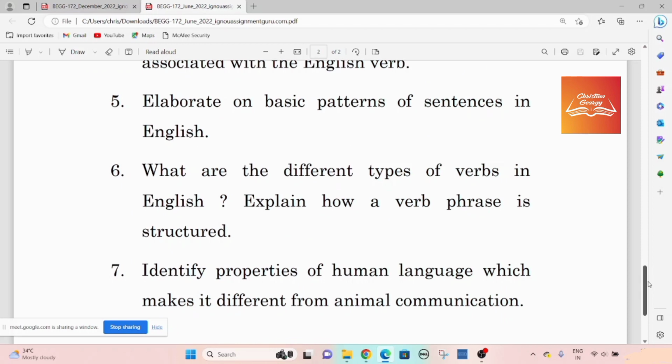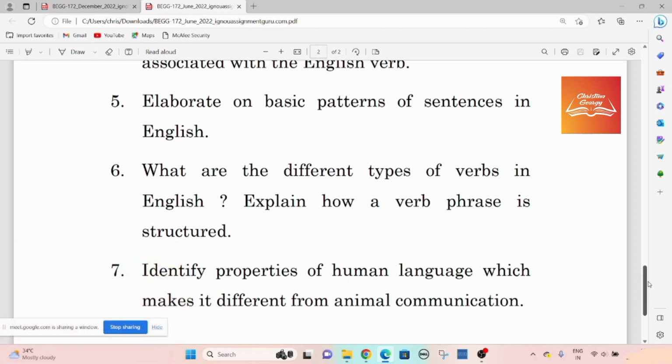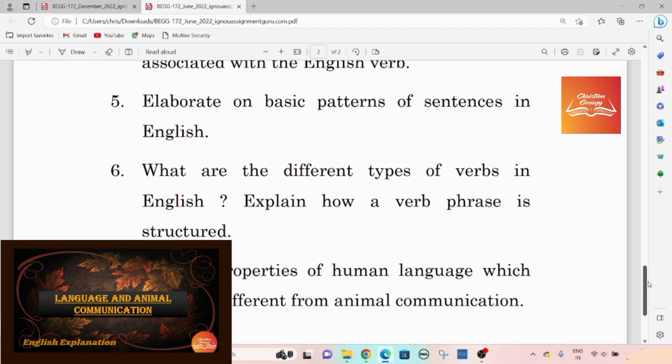Moving on to the last question in this particular question paper, question number 7. Identify properties of human language which makes it different from animal communication. I told you there would be multiple questions from unit 1, block 1. So this is also a question from unit 1, block 1, a very easy question. There are also some points to remember with respect to this. This falls under section 1.6. I have also delivered lectures on this. So these are the basic questions that are part of the June 2022 TEE.